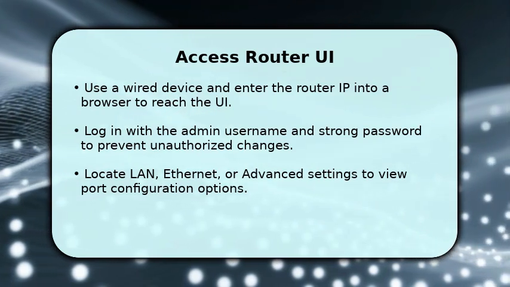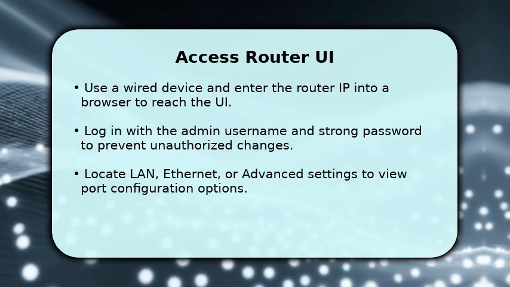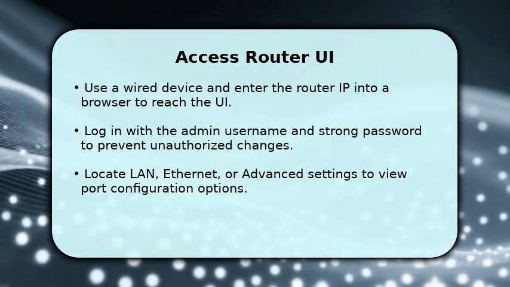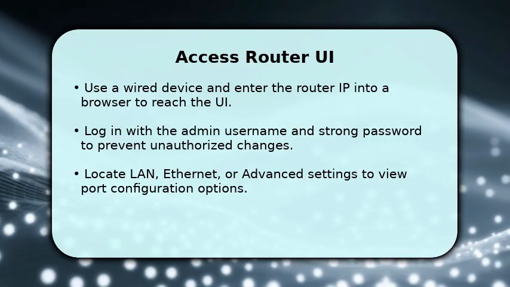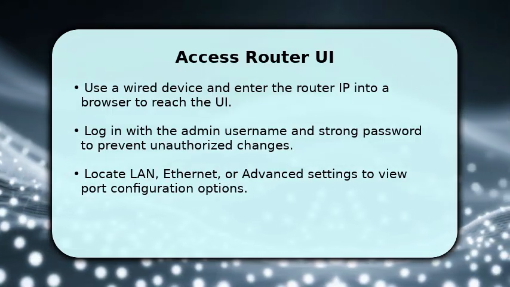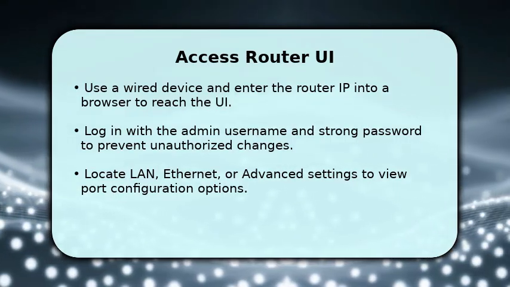After logging in, look for LAN, Ethernet, or advanced menus to find port controls quickly. Some routers list ports by number or physical label, so match the UI listing to the router hardware. If a port is disabled, toggle it to enabled, then confirm any VLAN or DHCP assignments to ensure the device gets an IP address. Save settings and proceed to verify.